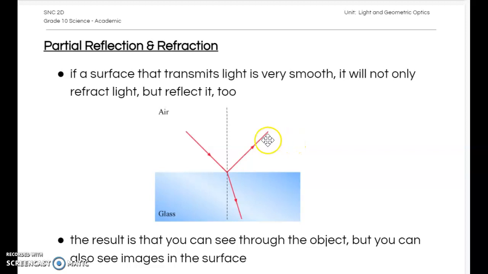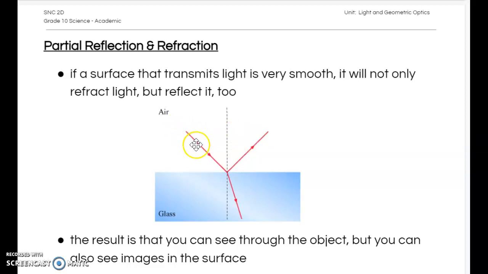For example, if you ever look at a pond or a lake and it's really calm and really still, you can see the fish or rocks underneath the water, but you can also see the reflection of, say, trees. Another example of this would be double-sided windows on a building. At some angles you can see that there is reflection of the sky, but at that same angle you could potentially see inside the building as well.